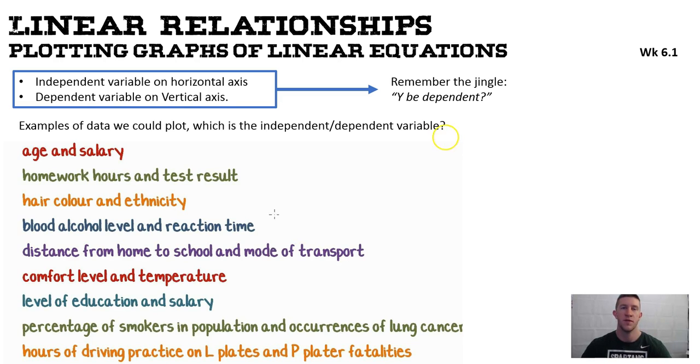Okay, so if we look at the first example, age and salary, a good way to think about this is to read it out to yourself in terms of dependence. Age is dependent on salary, or salary is dependent on age. Think about which one makes more sense. Does it make more sense to say that your age changes with your salary, or that your salary changes with your age? Salary definitely changes with age, so salary is dependent, and age is therefore independent.